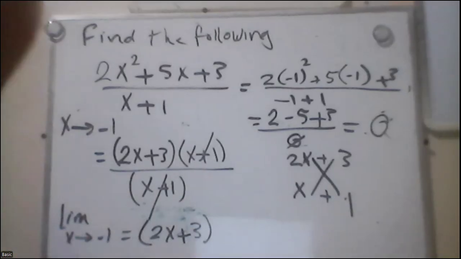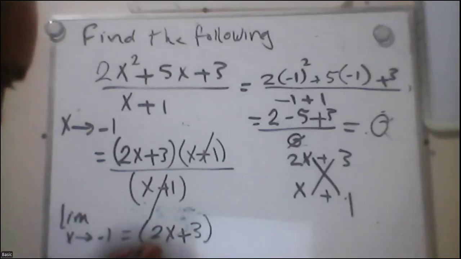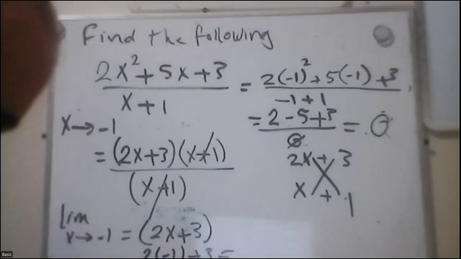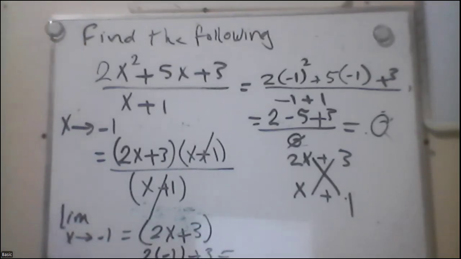So it will equal 2 times minus 1, plus 3. The x is minus 1, so this will be minus 2 plus 3, which equals 1. And this is the final solution for this example.